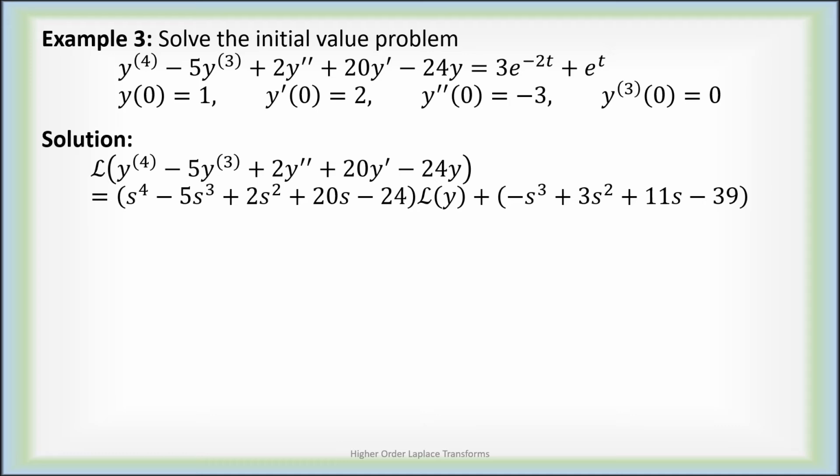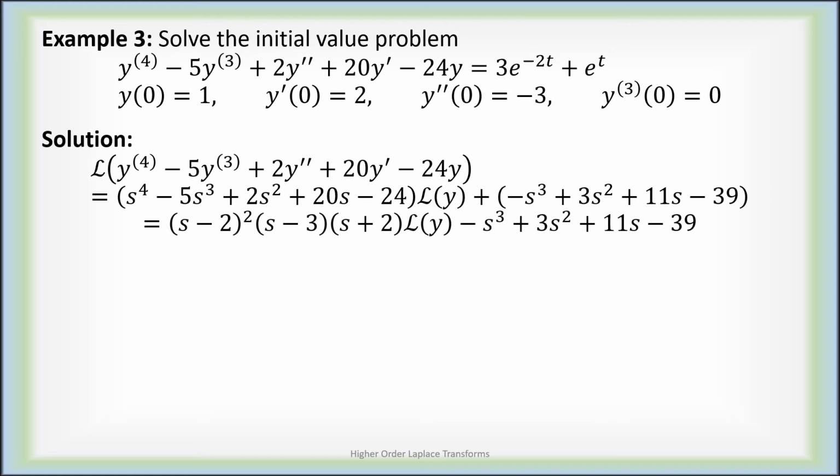So we've been able to express the Laplace transform of the left side of our differential equation as a polynomial times the Laplace transform of y plus another polynomial. Now, from experience, we know that we're going to need to factor the polynomial which is multiplying the Laplace transform of y, so we may as well do it now. You can use whatever method you like, for example, a computer algebra system if it's allowed in your course. Otherwise, for this particular polynomial, the rational roots theorem will be very productive. But however you do it, here's how that polynomial factors: s minus 2 squared, s minus 3, s plus 2.